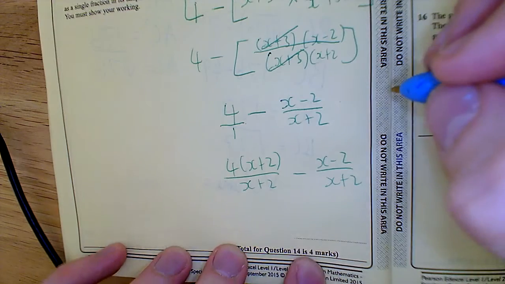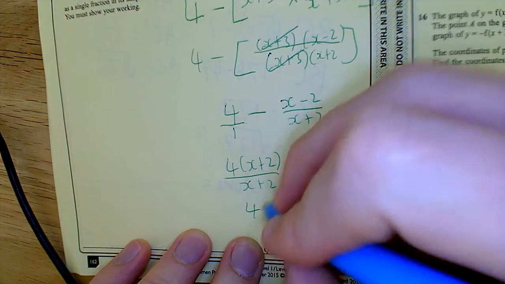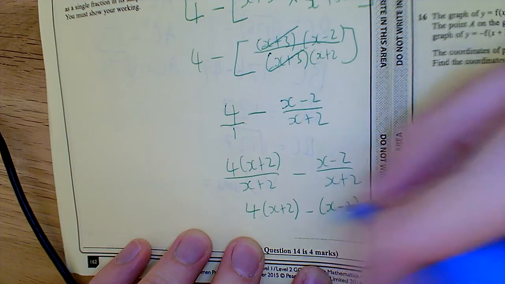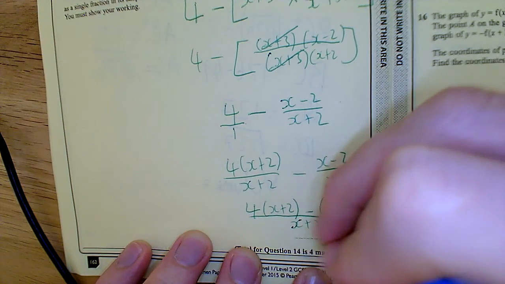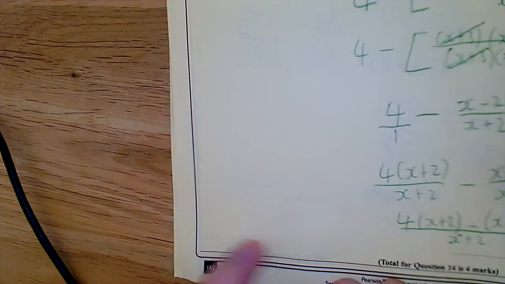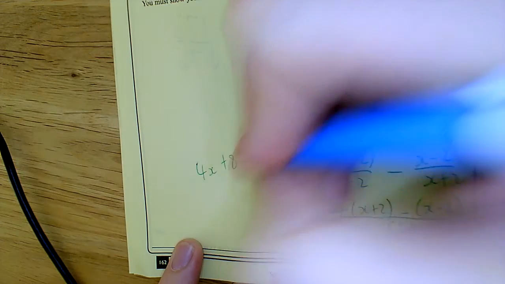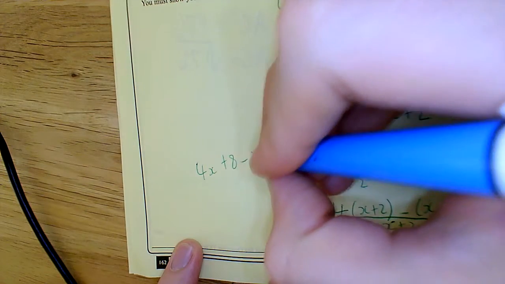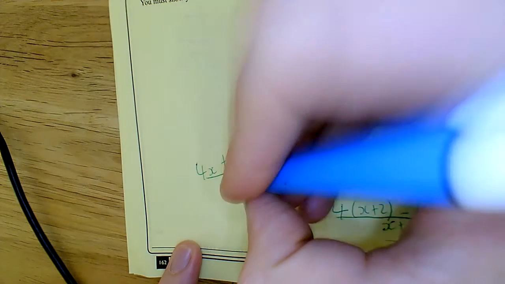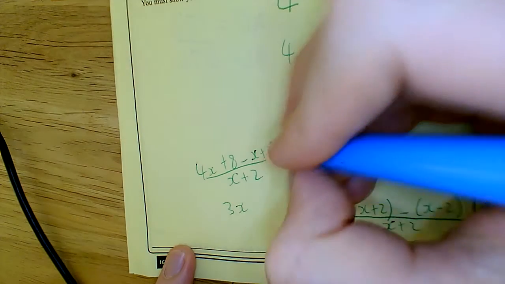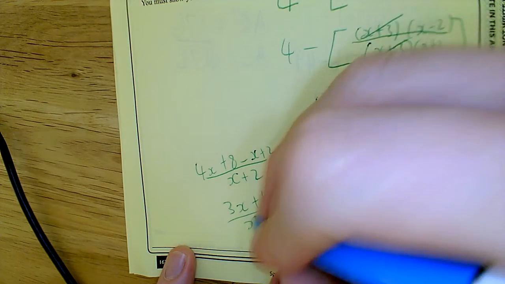Now one of the things we discussed in class is when you're taking away, just make sure that you put the second bit all in brackets. Okay, so I'm kind of going dangerously close to the answer line here. If I come over here a minute, if I expand the brackets, I've got 4x plus 8 minus x plus 2, if you're careful with it, all over x plus 2. So 4x minus x gives me 3x, plus 8 plus 2 gives me plus 10.